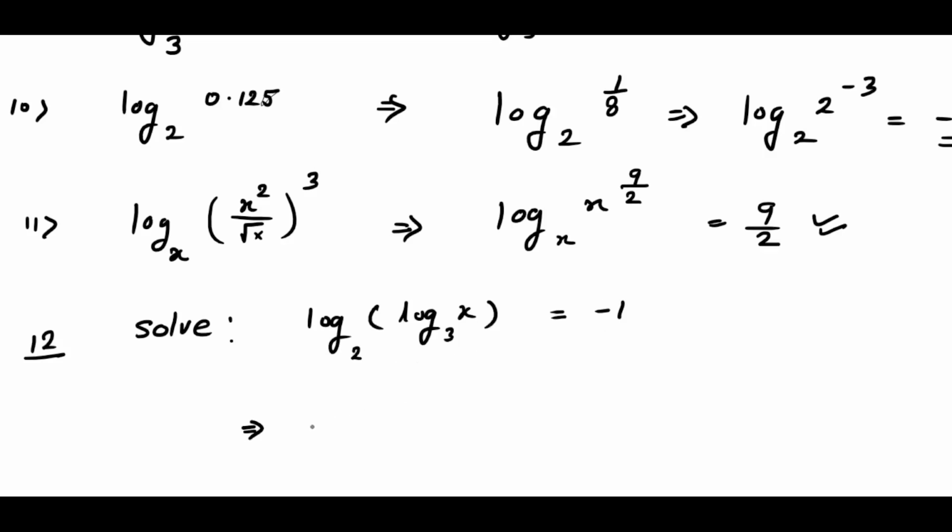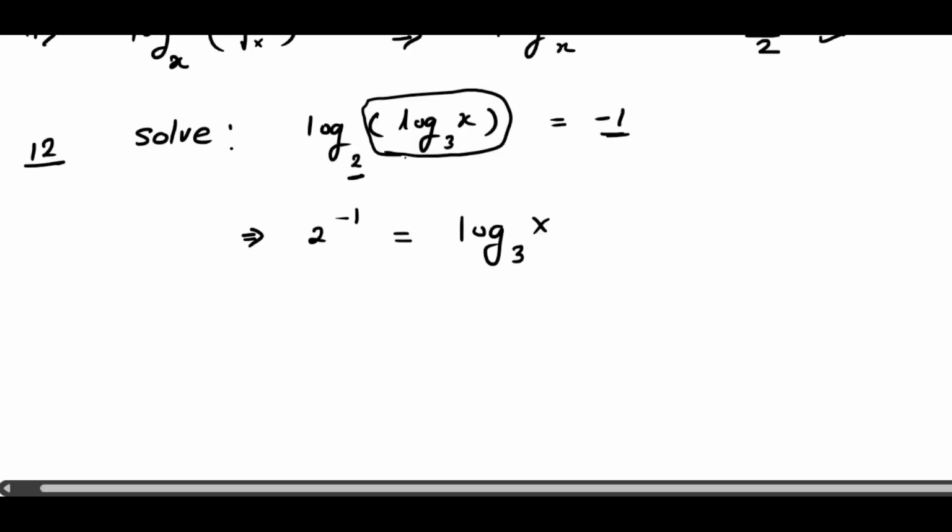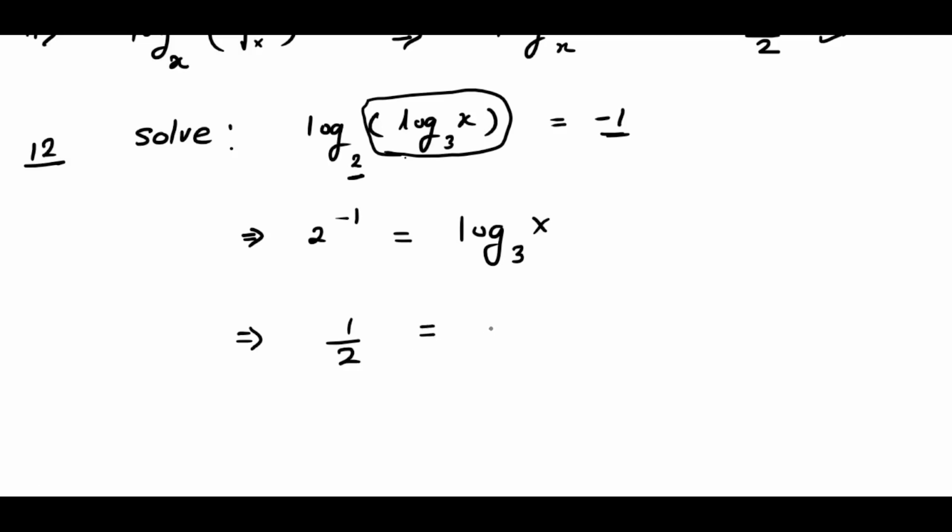Actually, this you can write as 2 power minus 1 is equals to log x to the base 3. Yes, I'm right. Logarithmic form I convert in exponential form, so I will keep this base as it is, and this minus 1 will go in exponent, and that is going to be equal to log x to the base 3. Okay. Now 2 power minus 1 is what? 2 power minus 1 is 1 divided by 2.